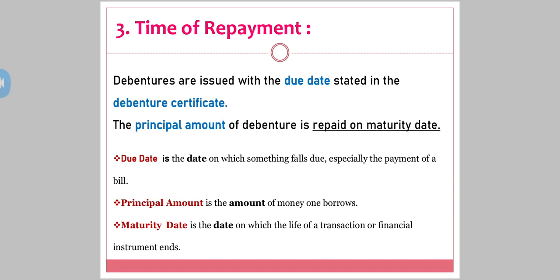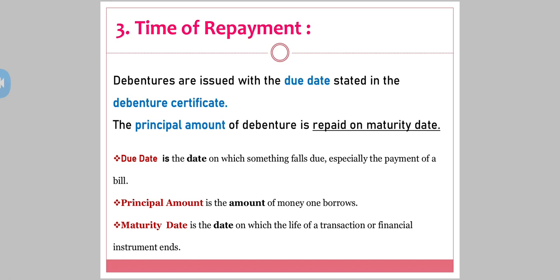See, the due date is the date on which something falls due, especially the payment of a bill. The principal amount we have already seen. See, the principal amount is the amount of money one borrows. Let's say one debenture costs 100 and there is a person XYZ who has borrowed 5 debentures of a company. So can I say that the company owes rupees 500 to that person. That 500 is the principal amount which the company is going to repay after 5 years.